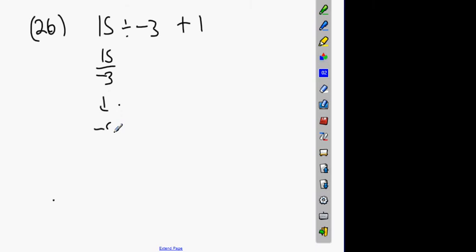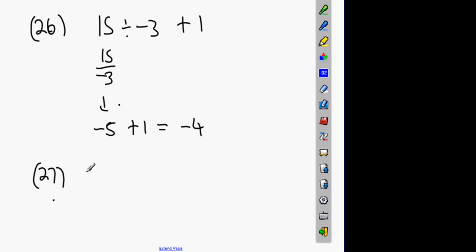Okay, now that that's done, the next question is question 26. Okay, so can we have Joaquin? Yeah, how to do this? Division. So 15 divided by minus 3 is minus 5. Minus 5. Plus 1. Minus 4. Perfect.